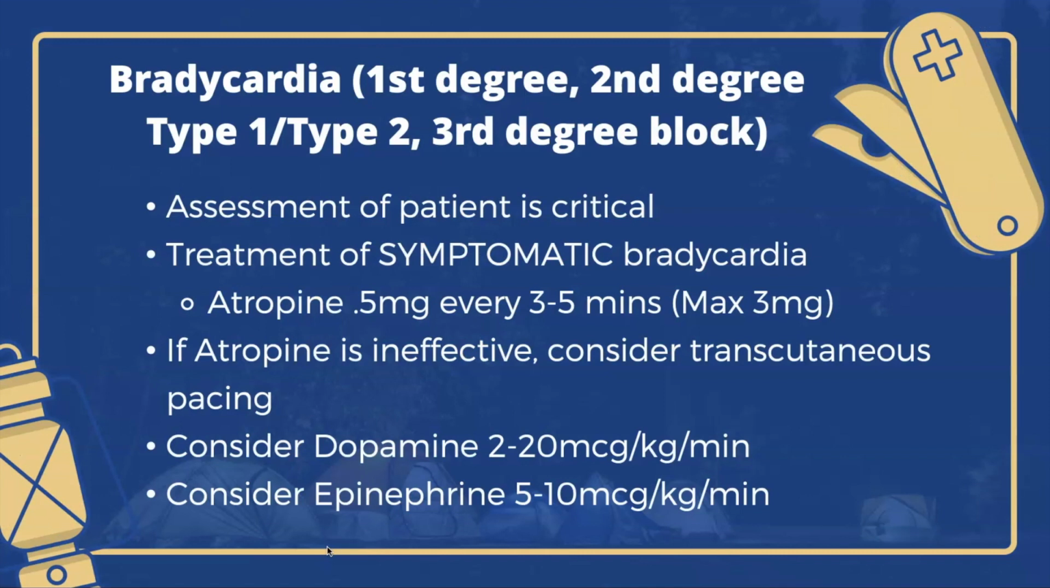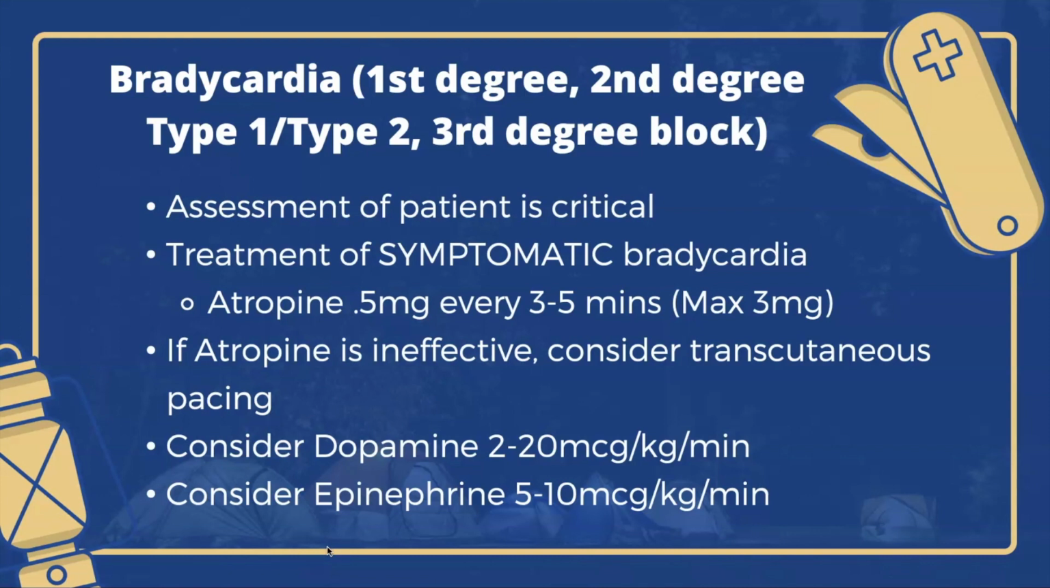Okay, bradycardia, first degree, second degree type 1, type 2, and third degree block, right? For these kinds of rhythms, you want to assess the patient. Treatment of symptomatic bradycardia is atropine 0.5 milligrams every 3 to 5 minutes. The max dose is 3 milligrams, okay?